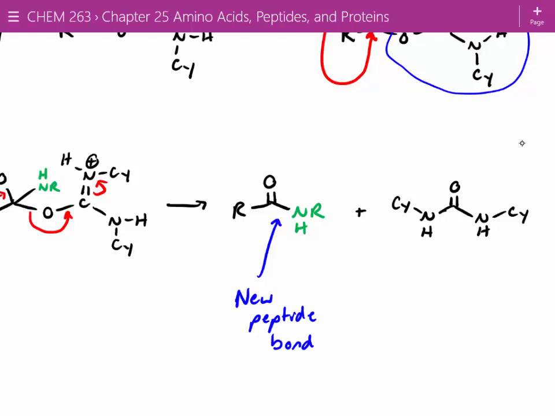You react it with DCC, which turns your carboxylic acid OH into a good leaving group, and then you can throw in an amine and get the peptide coupling to work. But there's another problem. So let's go to problem 2.